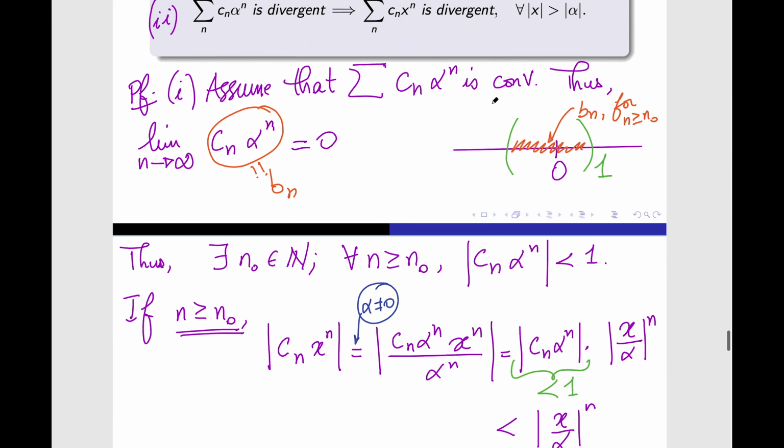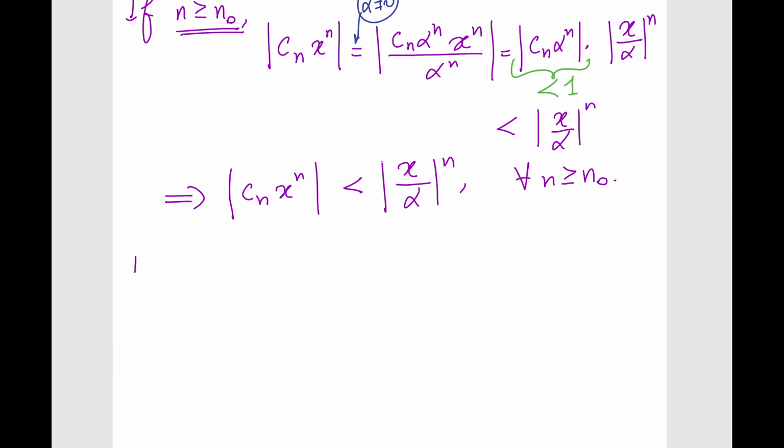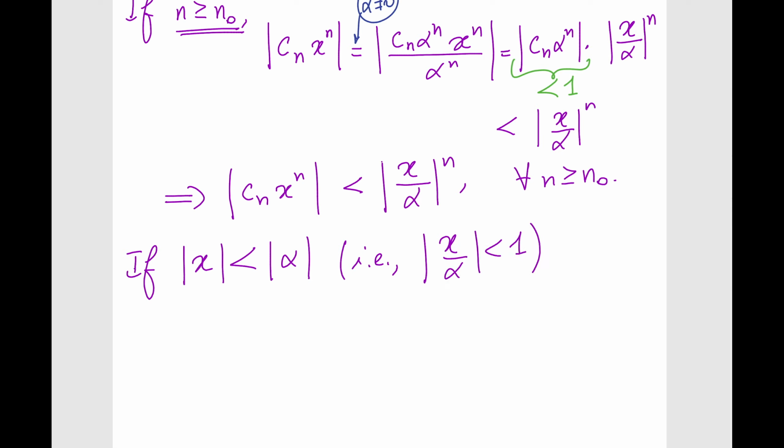Let's take such an x. So if we take such an x, meaning if we take an x in absolute value less than alpha, which means the absolute value of x over alpha is less than 1, right? Correct? This is what this means if alpha is not 0, and alpha is not 0. So we get this. So if this happens, then what can we say about this series, x over alpha to the power n? This is a convergent geometric series, right? So this is a convergent geometric series.